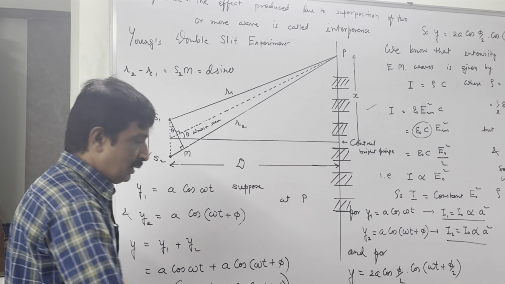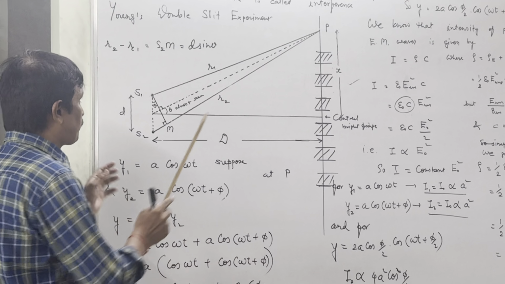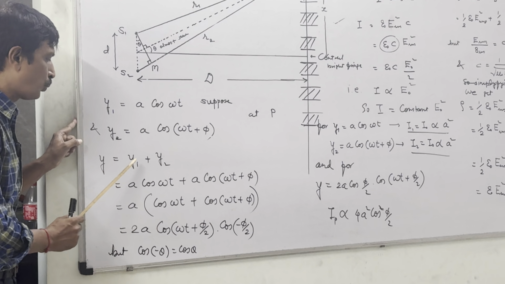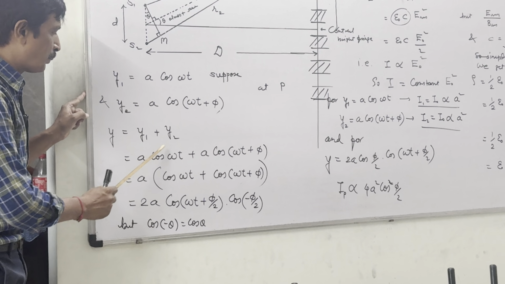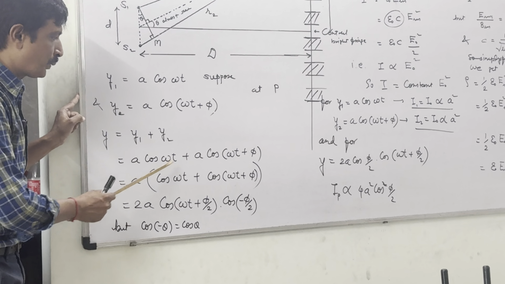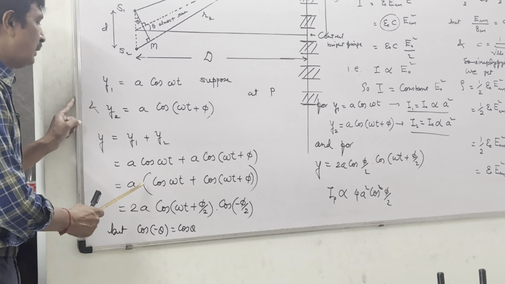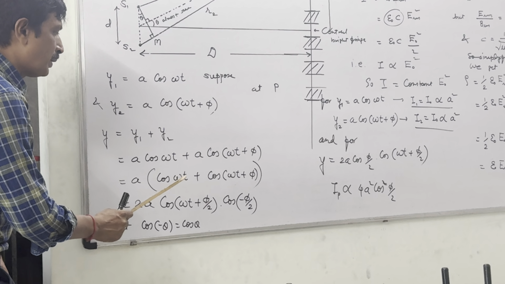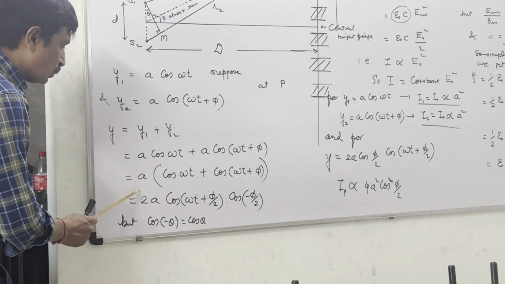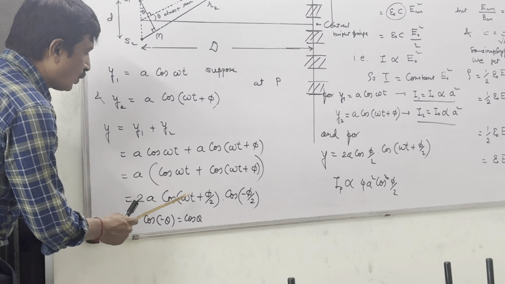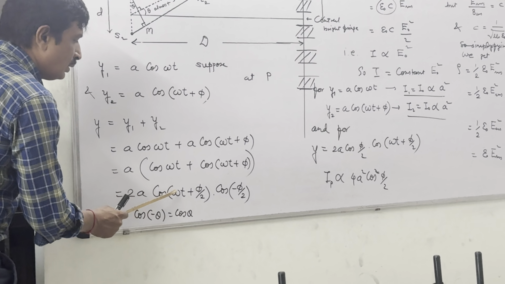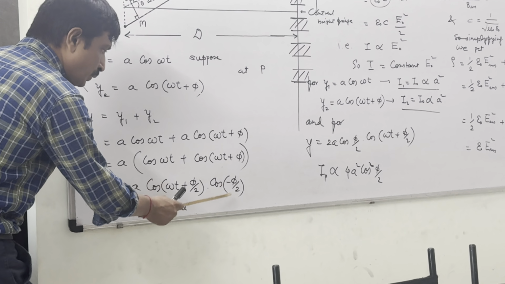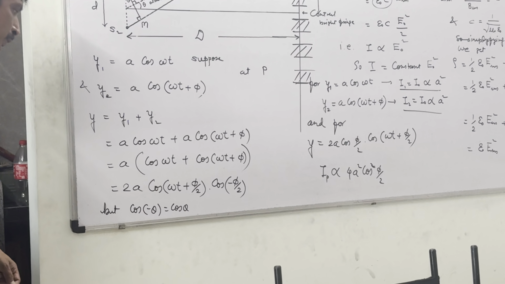So if you want the resultant electric field at point P, we can use simple algebra, because they are in either the same direction or opposite direction. So y is y1 plus y2, which is a cos omega t plus a cos omega t plus phi. Using mathematics, cos C plus cos D is 2 cos (C plus D) by 2 cos (C minus D) by 2. So 2a cos of omega t plus phi by 2, and cos of minus phi by 2.